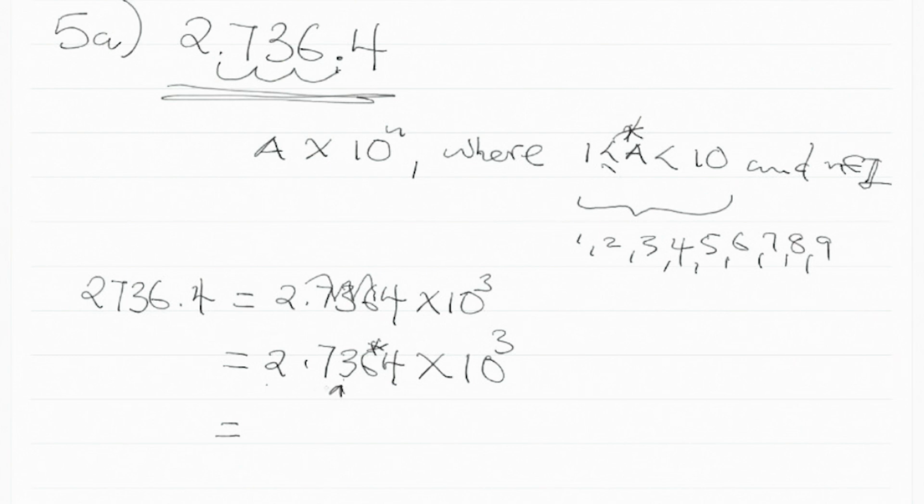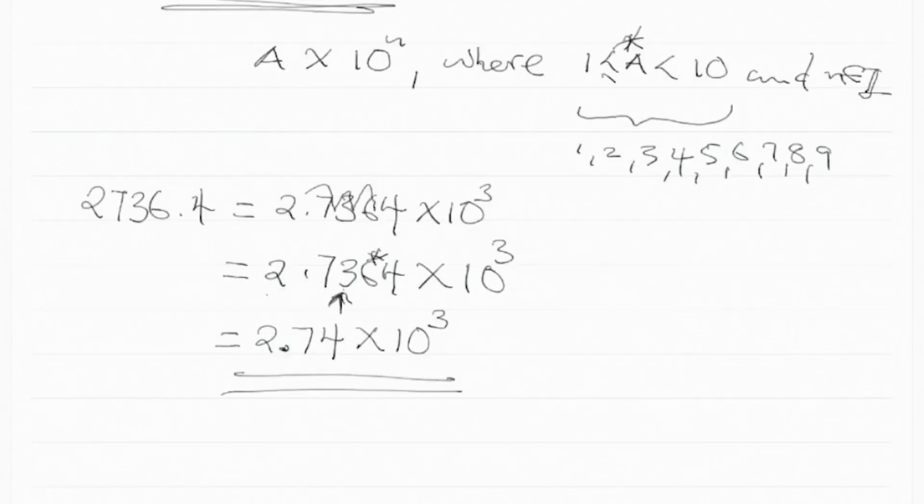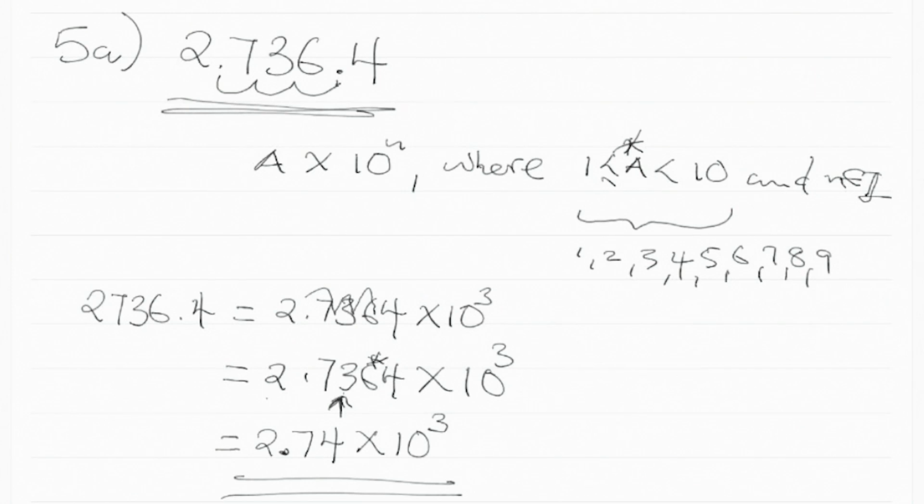2.73. The first 3 numbers are significant, but what happens to this number 3 is determined by 6. Is 6 greater than 5? Yes, it is. So if it is greater than 5, then it means that we need to add 1 to this number 3. Then our answer will be 2.7. 3 plus 1 will give us 4 times 10 to the power 3. So this is your final answer.